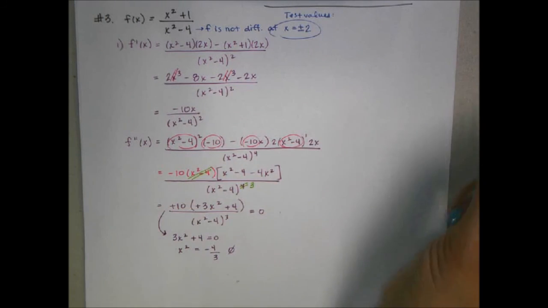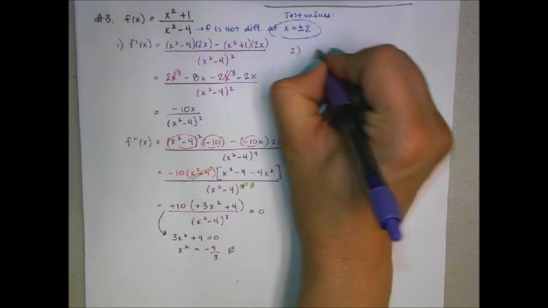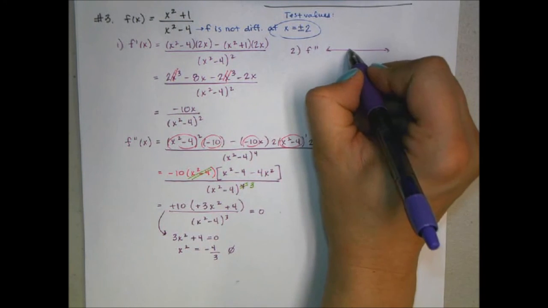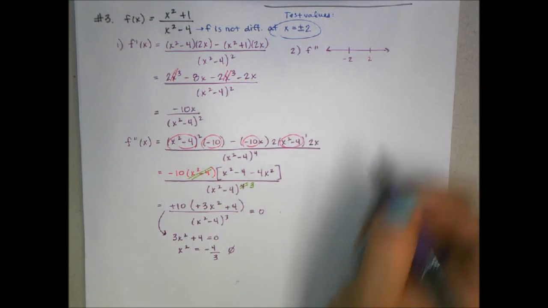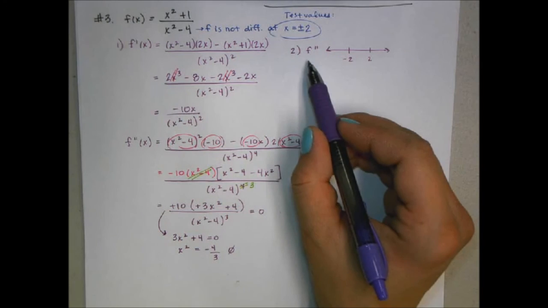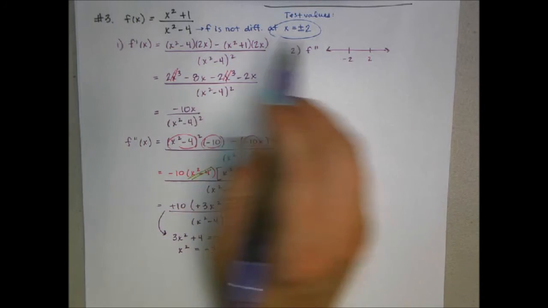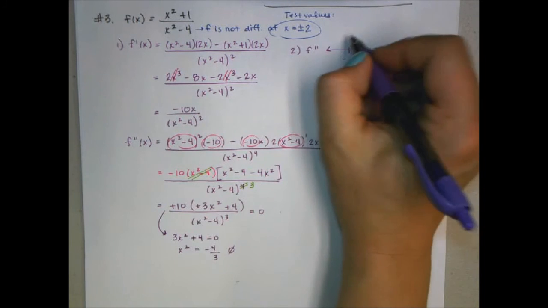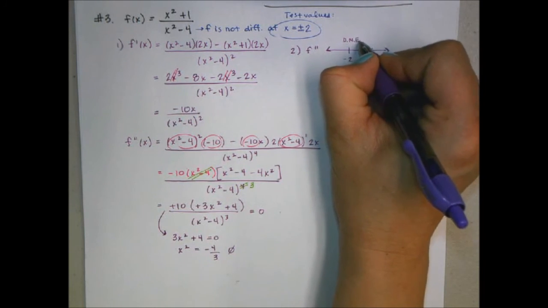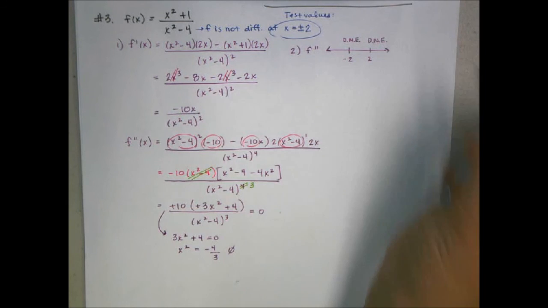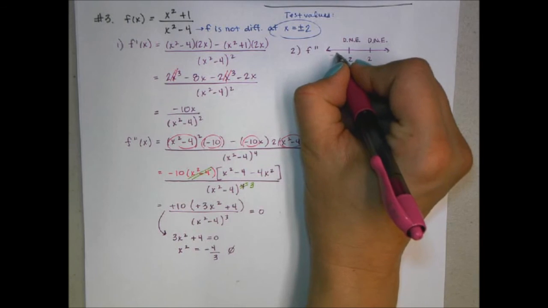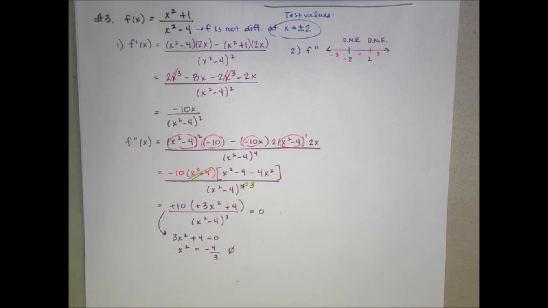So step 2, we want to test our second derivative. Negative 2 and 2 are placed on here. Now, these aren't zeros of my second derivative, but they're places where the function doesn't exist. So it's where my second derivative also doesn't exist. Okay, and then we'll test in our intervals. So some test values here. Okay, and plugging those into our second derivative here.